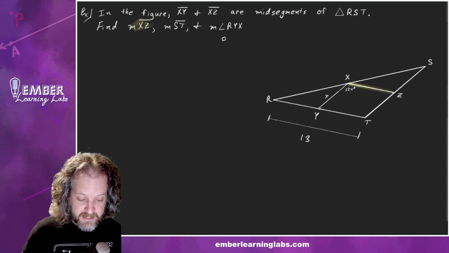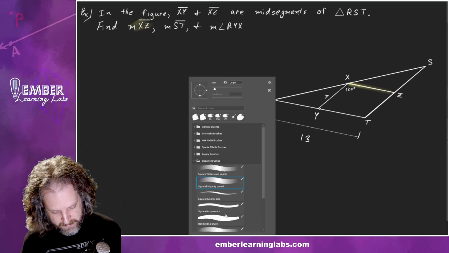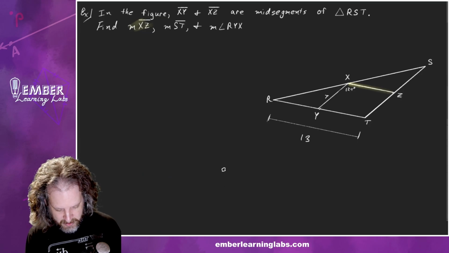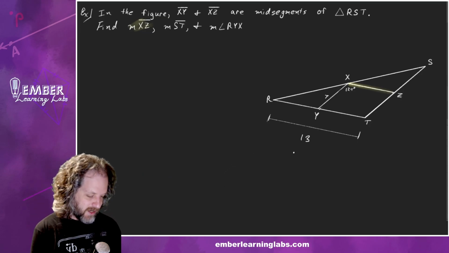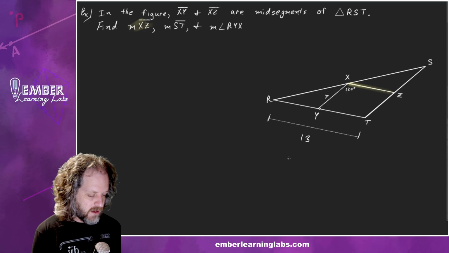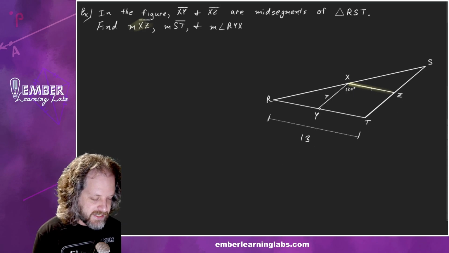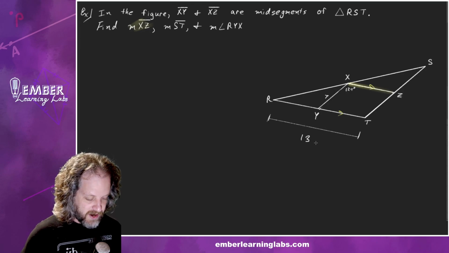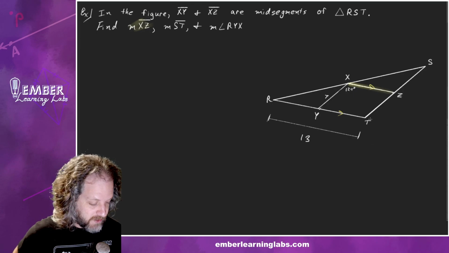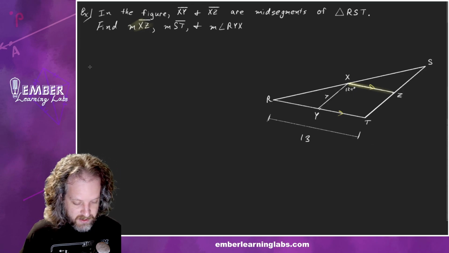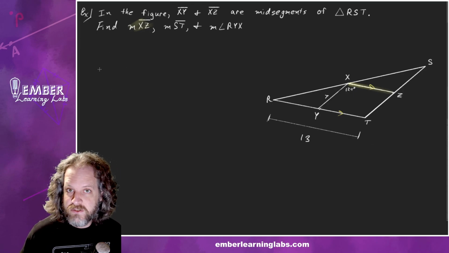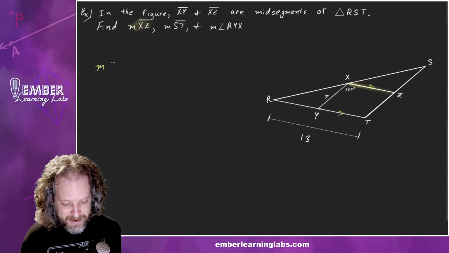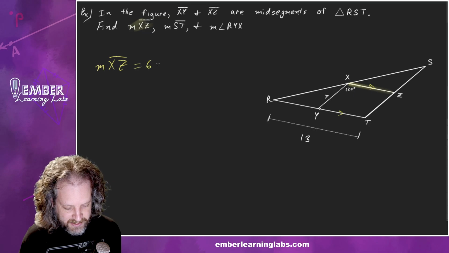So this, it says, is a mid-segment. Now, I may have drawn it wrong. Who knows? But because we said it, we can say other things, right? So it is a mid-segment. So what does that tell us? That tells us that it is parallel to another side. Great. It also tells us that it's half the length of the big one. So it's half the length of 13, which is 6.5. The measure of segment XZ equals 6.5.